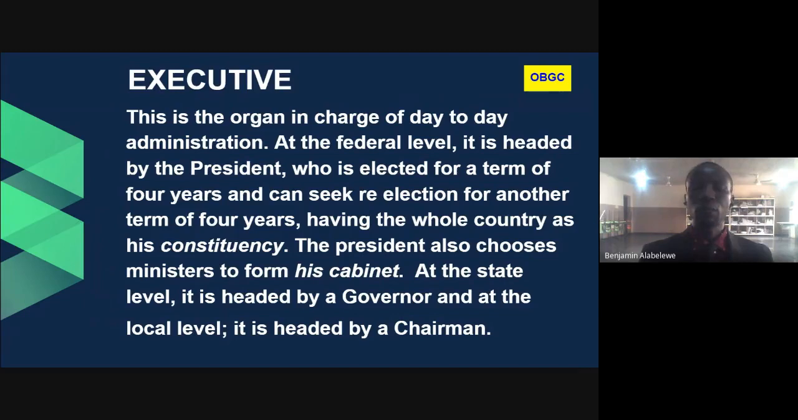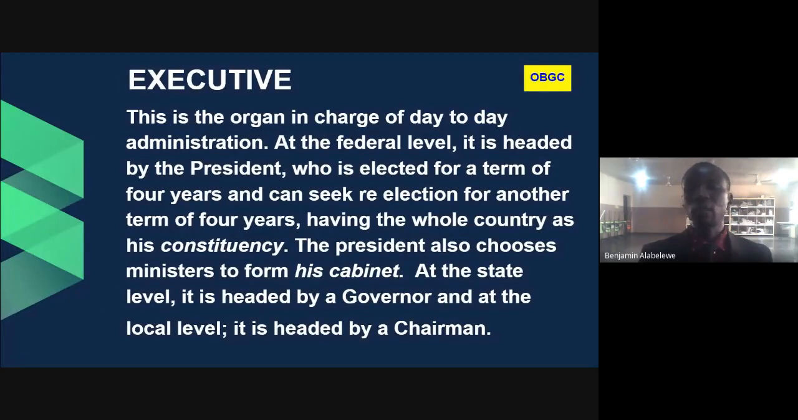So the overall head of the executive at the federal level is the president. He is the commander-in-chief of the armed forces, okay? Or you call him the Grand Commander of the Order of the Federal Republic. So in other words, if they ask you who the president is: he is the Commander-in-Chief of the Armed Forces, whether he is a democratic leader or a military head, and at the same time he is the Grand Commander of the Order of the Federal Republic.